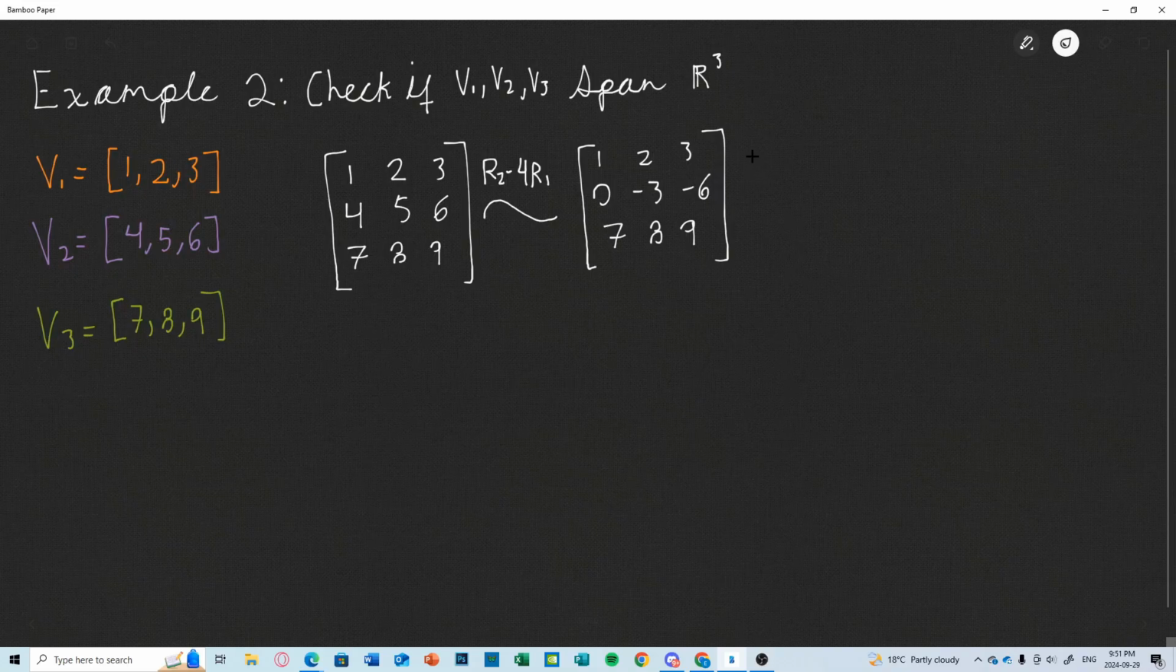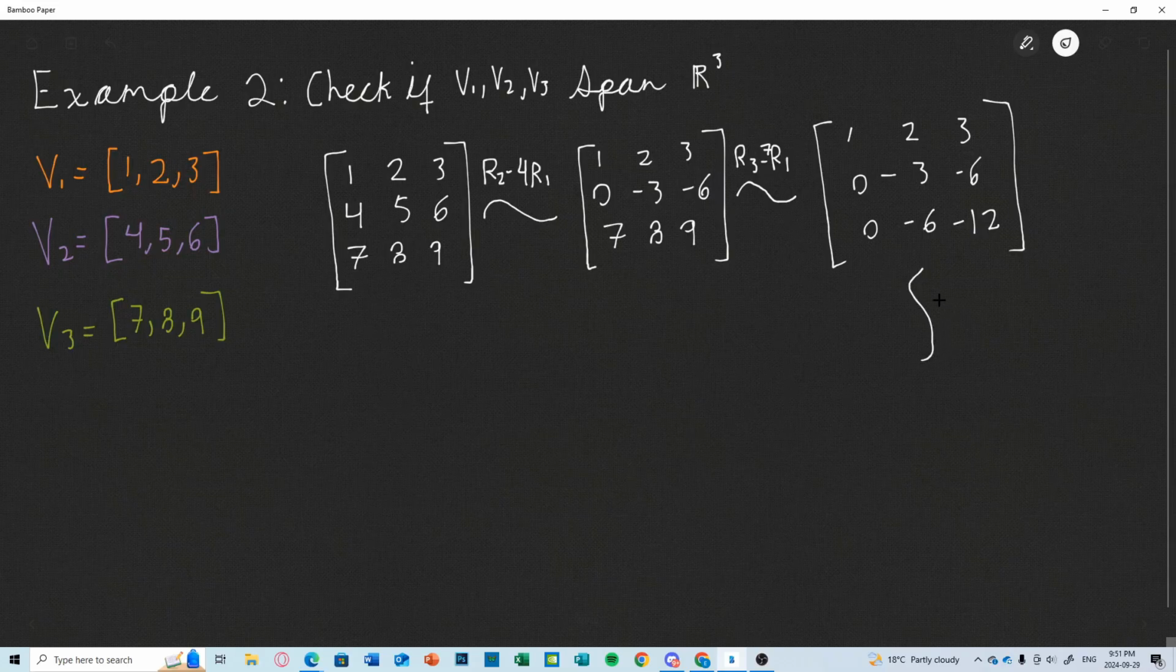Then, next step, we're going to subtract from our third row 7 times our first row. So it'll be R3 minus 7R1, because we're going to try to clear out our first column, which will give us 1, 0, 0 for our first column, and now this will be 2, 3, negative 6, and then negative 6, negative 12. Now we're going to divide our second row by negative 3. So we're going to have R2 divided by negative 3, which will give us 1, 2, 3, 0, 1, and 2, and our last row doesn't change as 0, negative 6, and negative 12.